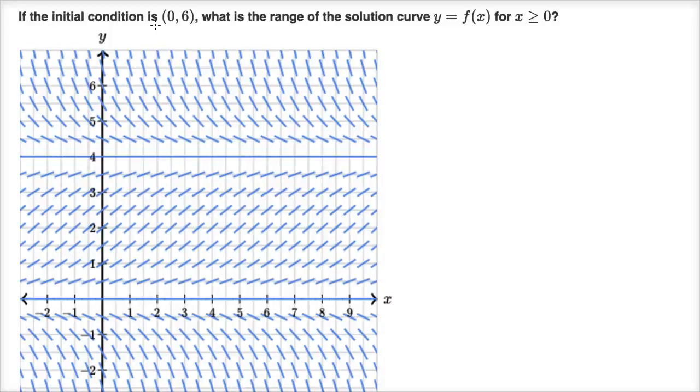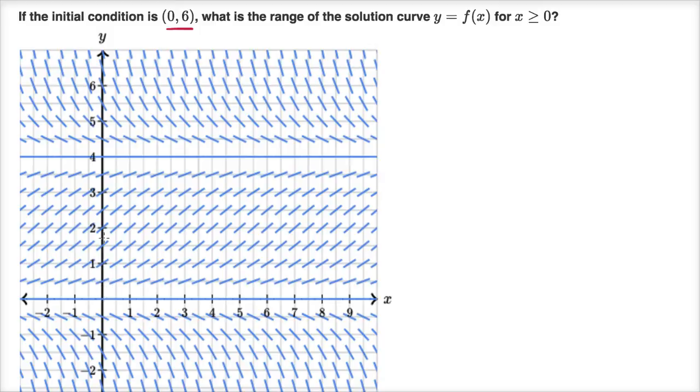If the initial condition is 0, 6, what is the range of the solution curve y is equal to f of x for x is greater than or equal to 0? So we have a slope field here for a differential equation, and we're saying, okay, if we have a solution where the initial condition is 0, 6, so 0, 6 is part of that solution.